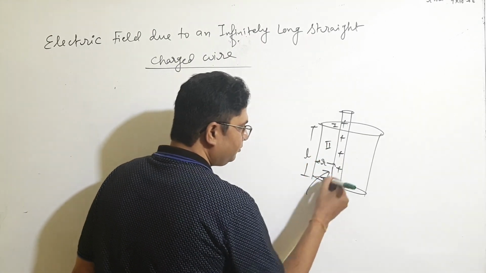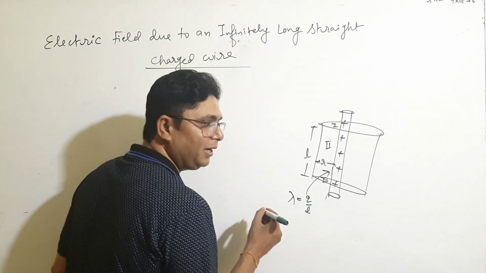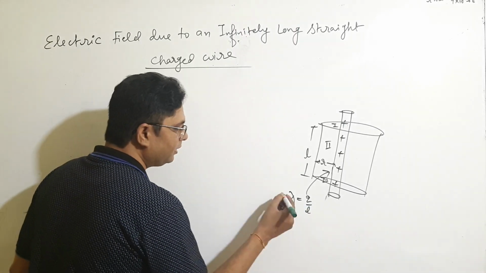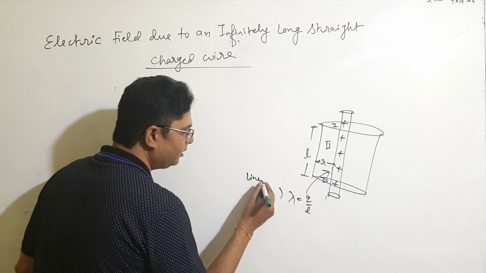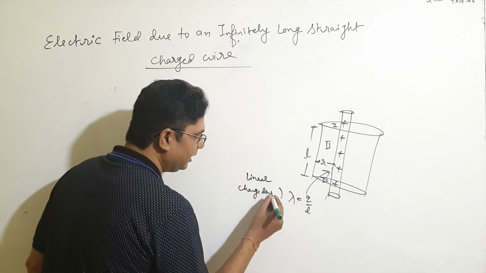Let lambda be equal to Q upon L. This is said to be linear charge density.